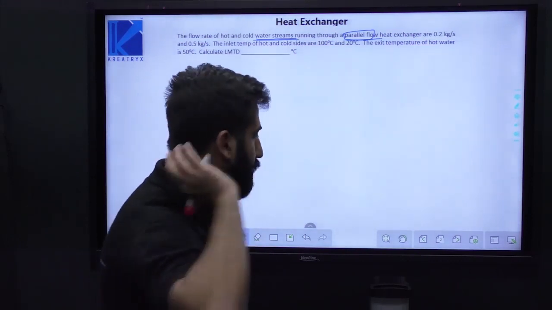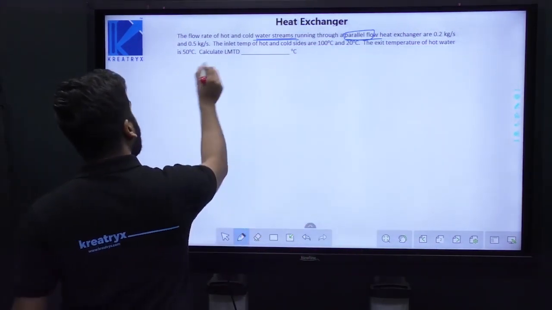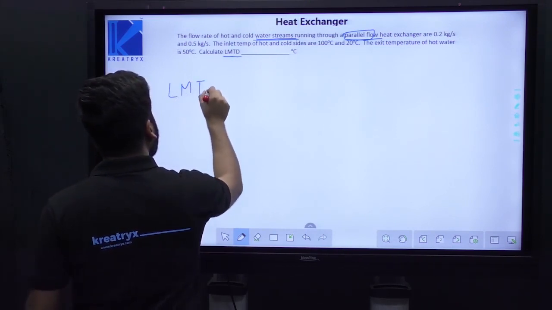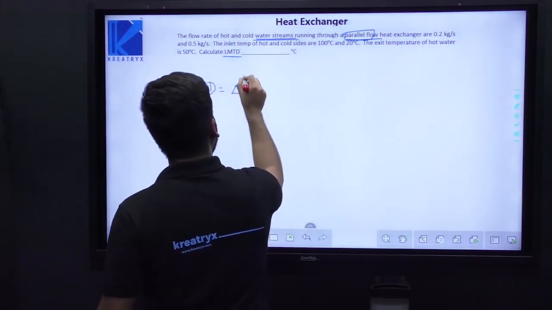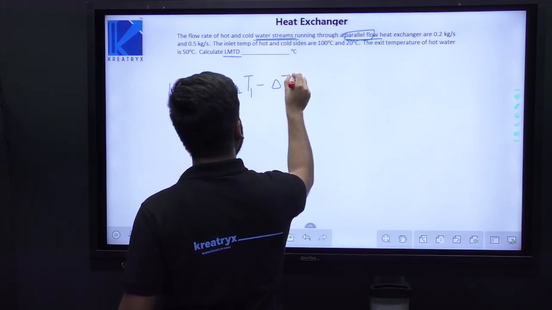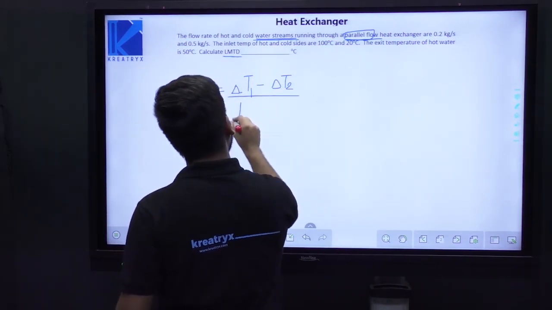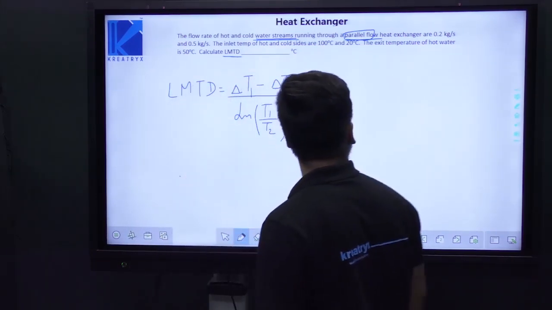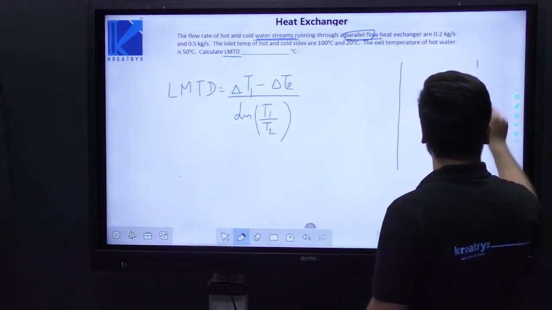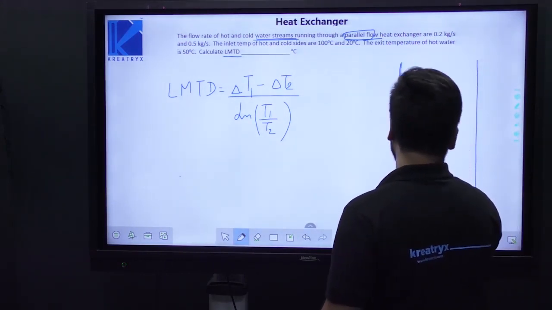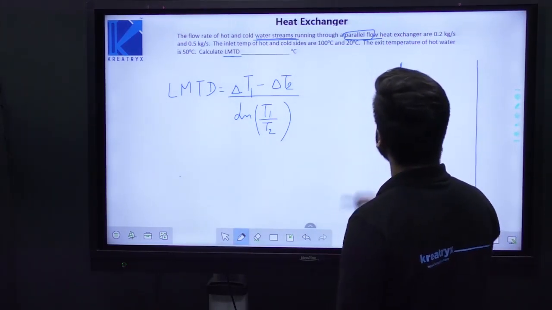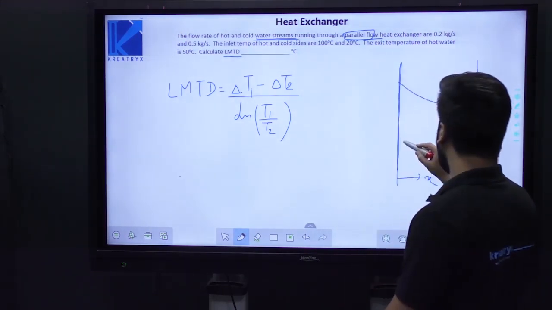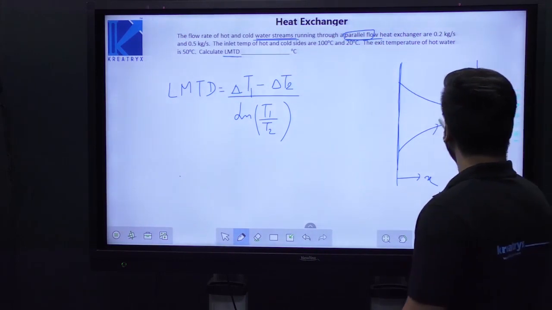Calculate LMTD. How do you approach this question? What is LMTD? LMTD is delta T1 minus delta T2 upon ln of T1 by T2. Let's draw the temperature profile, the temperature distribution with distance x. This is a parallel flow heat exchanger, so this hot water will lose heat, and this cold water will gain heat.